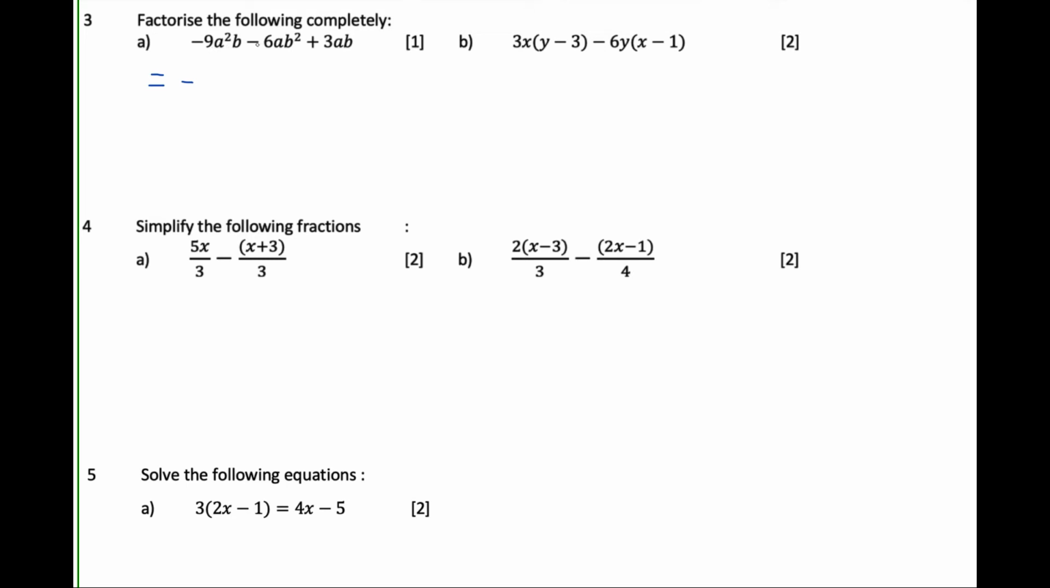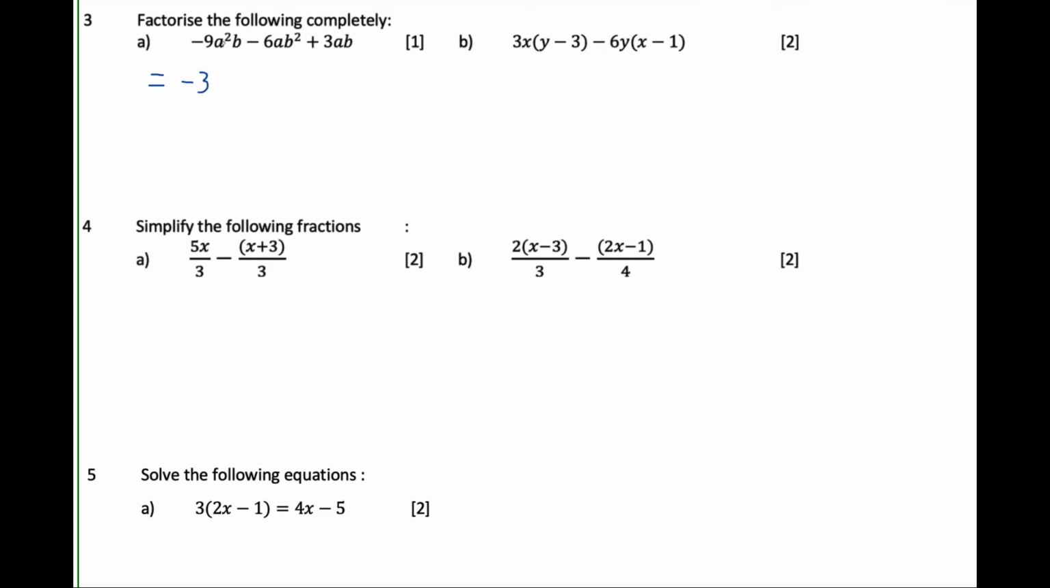Next, we take a look at the numbers. Look at the lowest number, which is 3, and you see that 6 also contains a factor of 3, and 9 also contains a factor of 3. So 3 is a common factor.